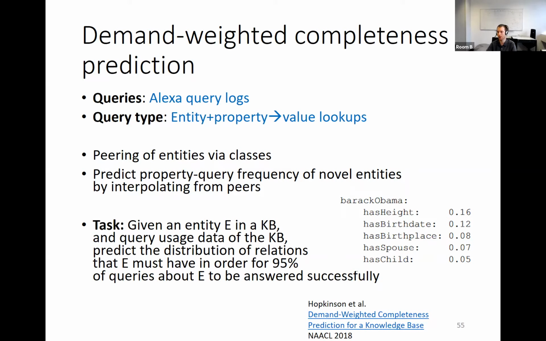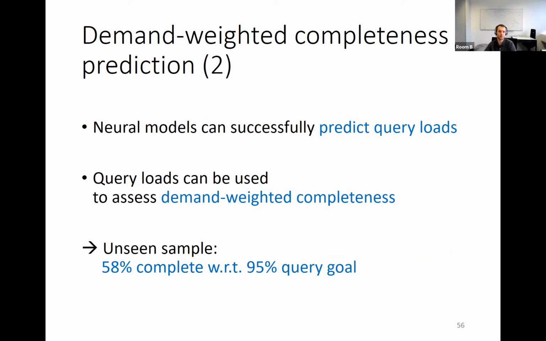So they looked at entities via their classes. They aggregated all the queries that were asked about football players and all the queries that were asked about politicians. An entity can be part of multiple classes. So they then use a neural model to merge these query profiles across classes, and could then use this predicted query log on an unseen entity to estimate how complete the information is. And so in particular, one number from the paper is that for an unseen sample of entities, they could predict that 58% of the data needed to answer 95% of the queries was currently in the Amazon knowledge base.